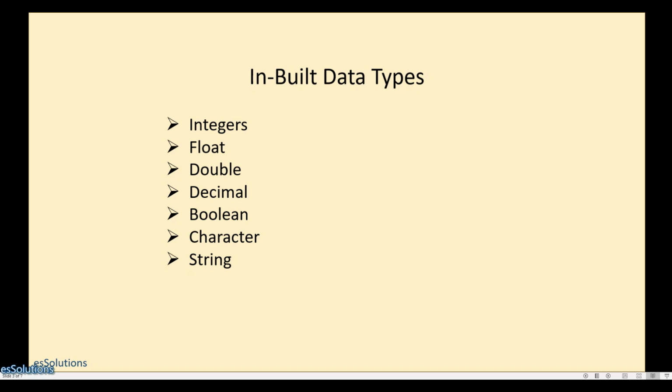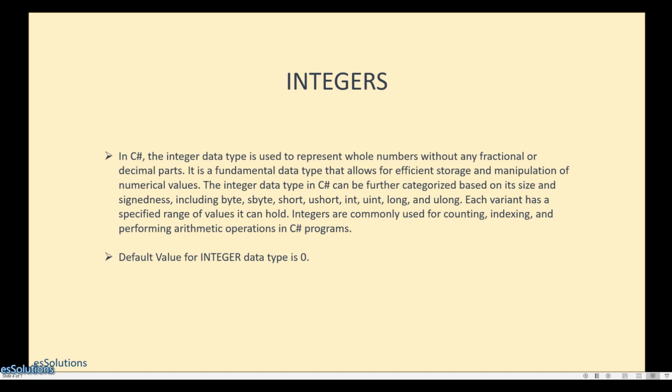So the first of them is the integers. So what are the integers? The integer data type is used to represent whole numbers without any fractional or decimal parts. It is important to note that when we speak of integers, anything that has to do with decimal points is ignored. It is a fundamental type that allows for efficient storage and manipulation of numerical values.